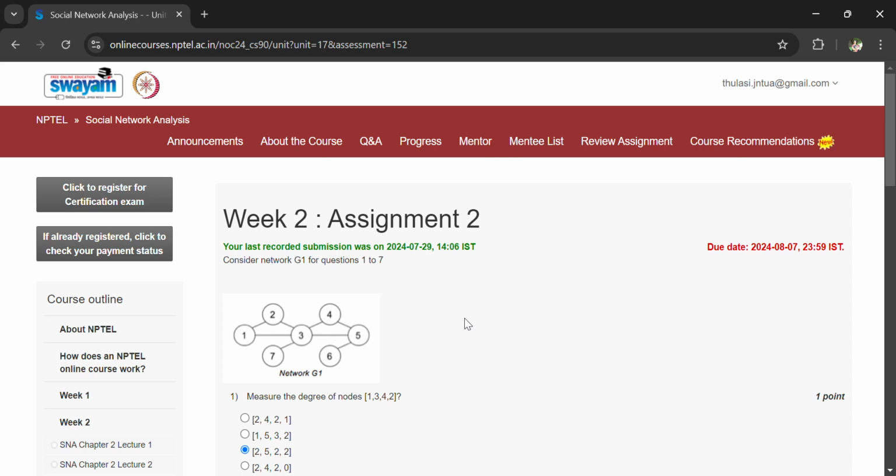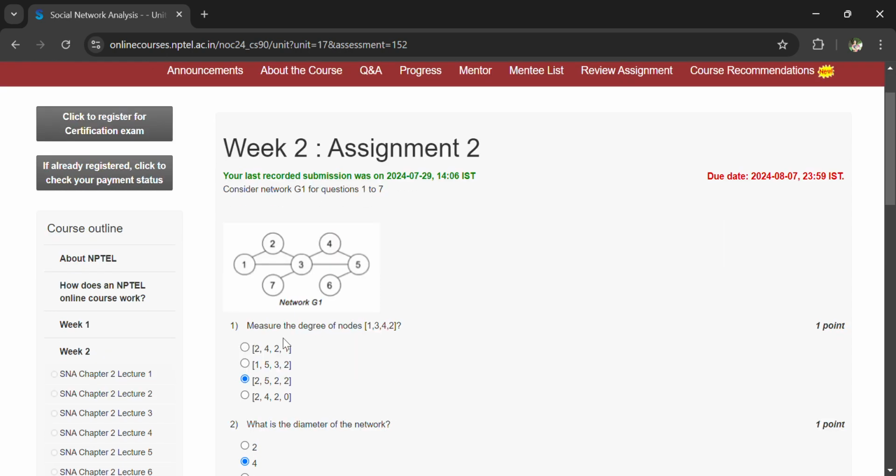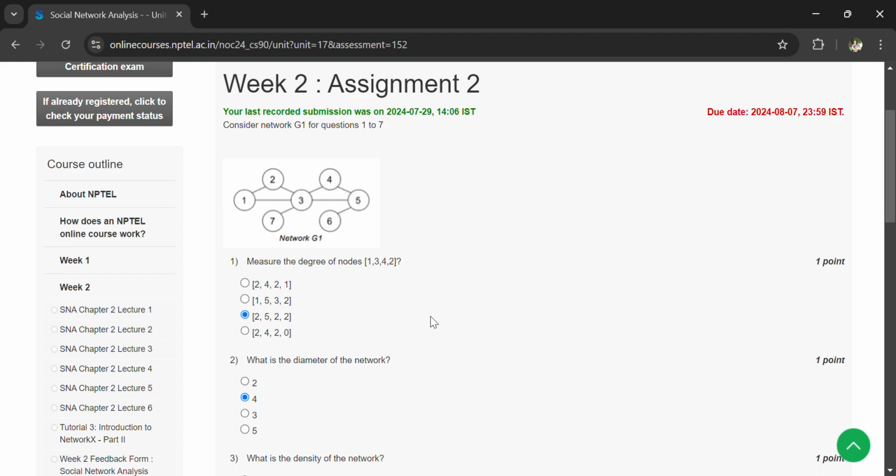So coming to the questions, consider the network G1 for the questions 1. Means they had given some graph network, and the next 7 questions will be based on this graph only. Measure the degree of the nodes 1, 3, 4, 2. So degree means you know that number of in and out edges, how many edges are connecting to that particular node. And what is the diameter of the network?